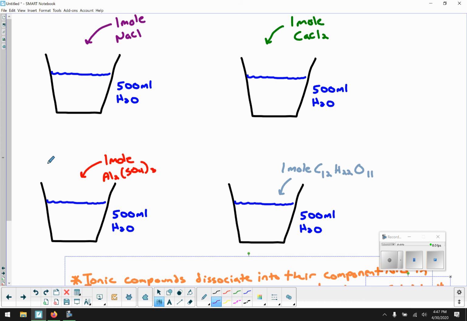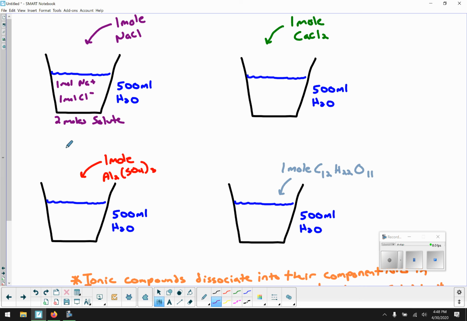So if I put in 1 mole of salt, sodium chloride, what happens, and this is important to know and something we only briefly discussed earlier in the year, is the sodium chloride will break up into its component ions. Ionic compounds break up, or dissociate, into their component ions in solution. So 500 milliliters of water, you put in 1 mole of NaCl, you end up with 1 mole Na+ and 1 mole Cl-, for a total of 2 moles of solute.